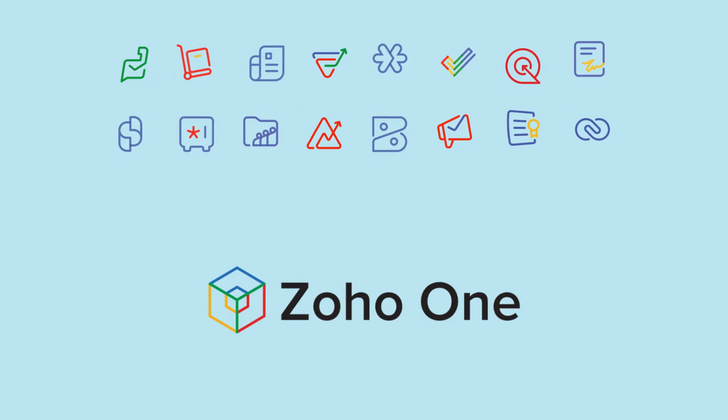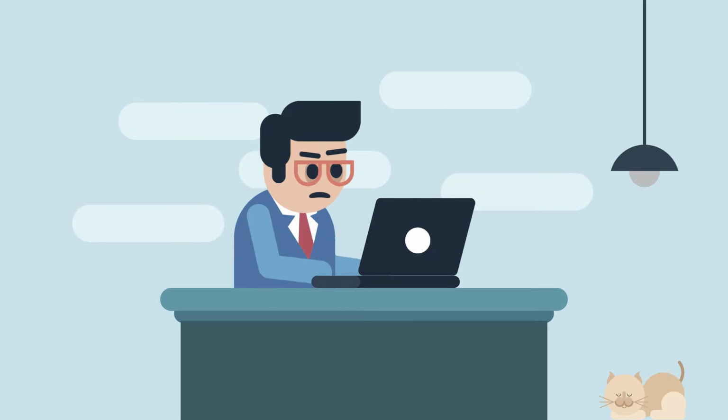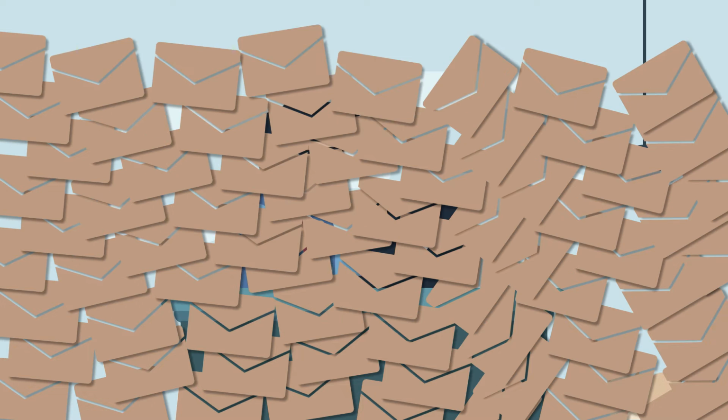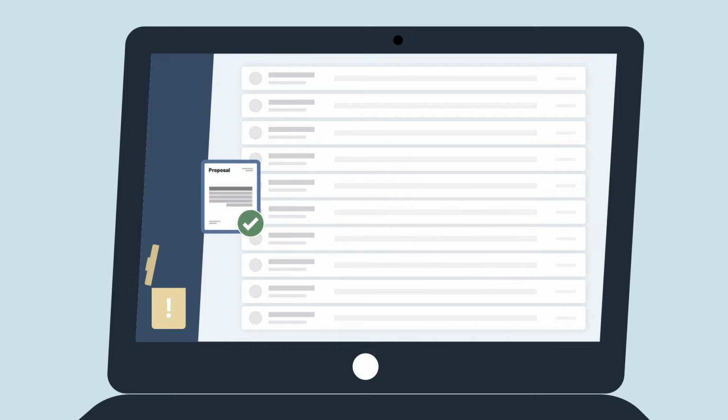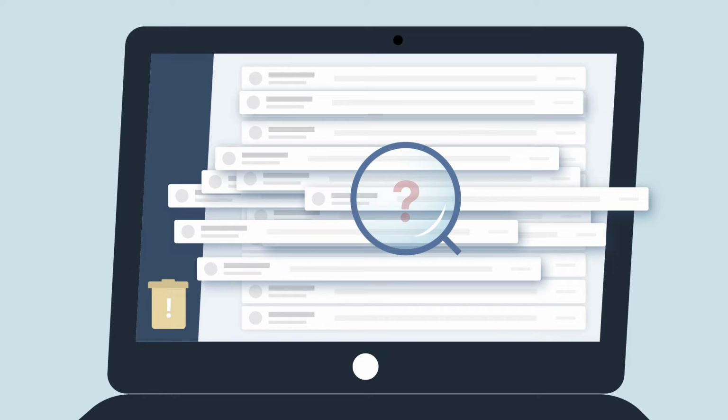So you finally got organized using Zoho to run your business, with apps like CRM to create proposals, Sign to generate contracts, and Books for invoicing. So why are you still using email to do all your customer communication? We know how that goes. Proposals routed to spam, files too large to attach, and invoices getting buried. Not to mention the difficulty searching through thousands of mixed threads.